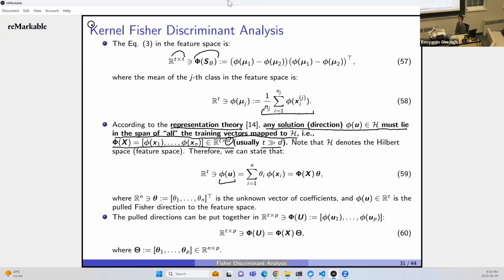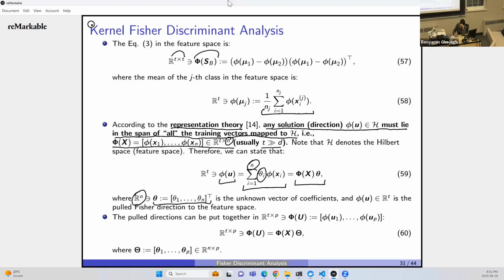I already talked to you about it in the preliminaries. It means that it is a linear combination of those vectors, right? What is this? This is a linear combination of phi x_i's, for i from 1 to n, with these weights theta_i. Theta_i are the weights in the linear combination. If I write it in matrix format, it becomes phi of X theta, where theta is an n-dimensional vector having theta_1 to theta_n.